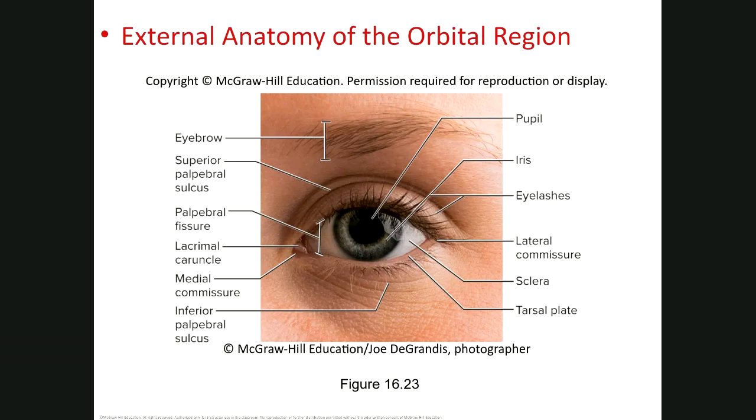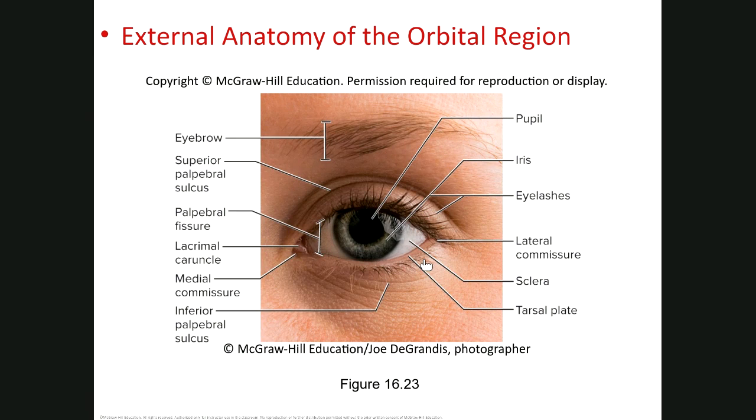So from the outside, this is the eyebrow, and then you have the actual eye, this is the left eye. You will see the superior palpebral fissure, which closes because of the facial nerve, and can open up because of the oculomotor nerve. You have the palpebral fissure, the lacrimal caruncle, medial and lateral commissure, the sclera, which is the white part near the cornea, and then the conjunctiva, which leads all the way to the skin.